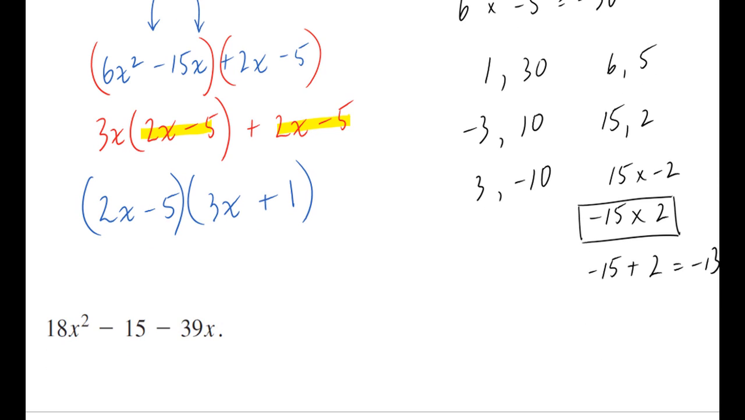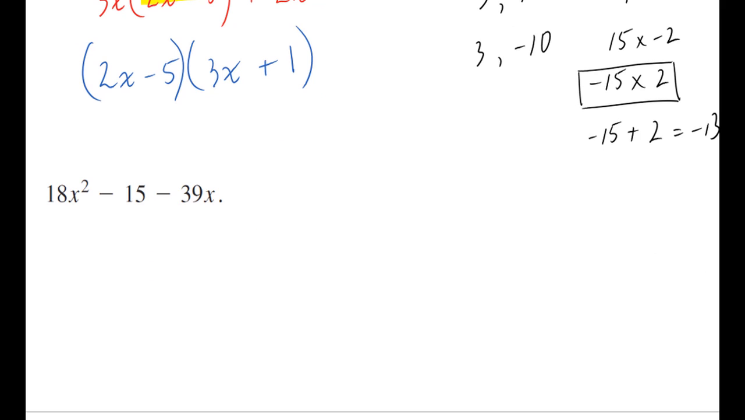I have another example for you, just so that you can strengthen your skills. This time we have 18x squared minus 15 minus 39x. The first thing that you might be tempted to do right away is to multiply 18 and negative 39. But don't do that, because if you look carefully, you can common factor a 3 from the whole thing. So let's do that first. So if we factor a 3, we end up with 6x squared minus 5 minus 13x.